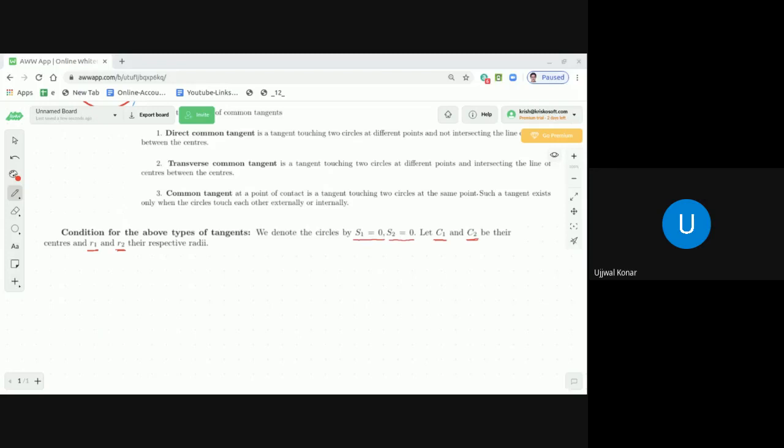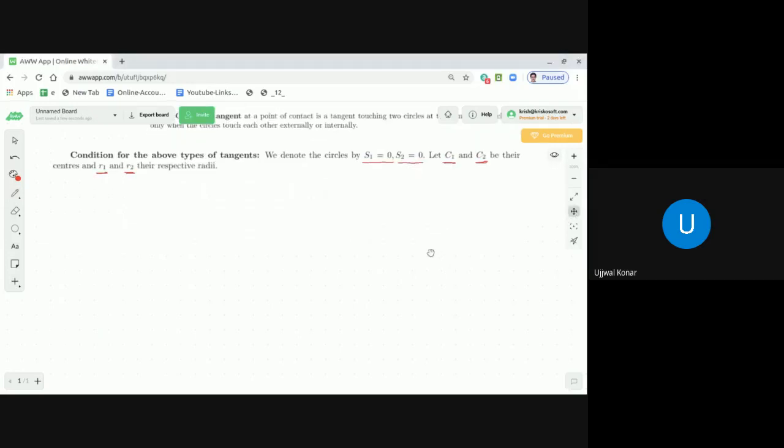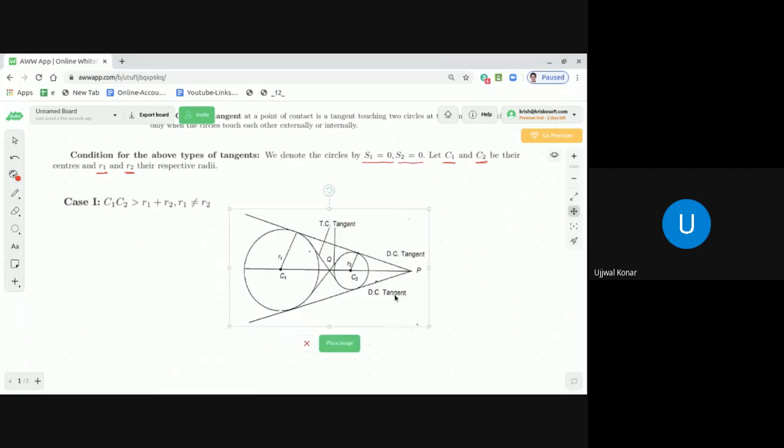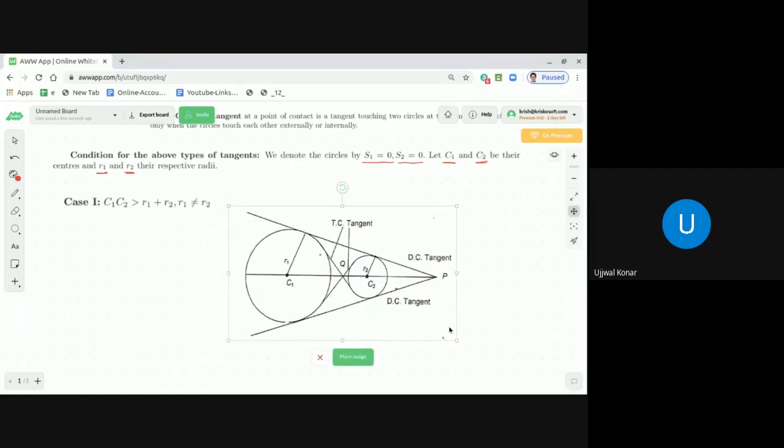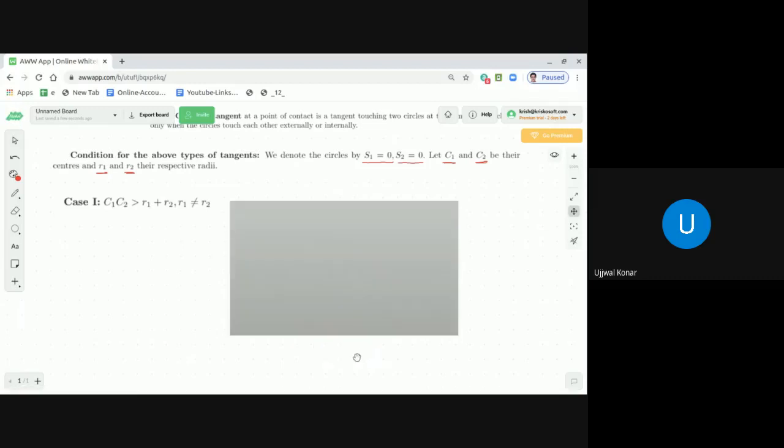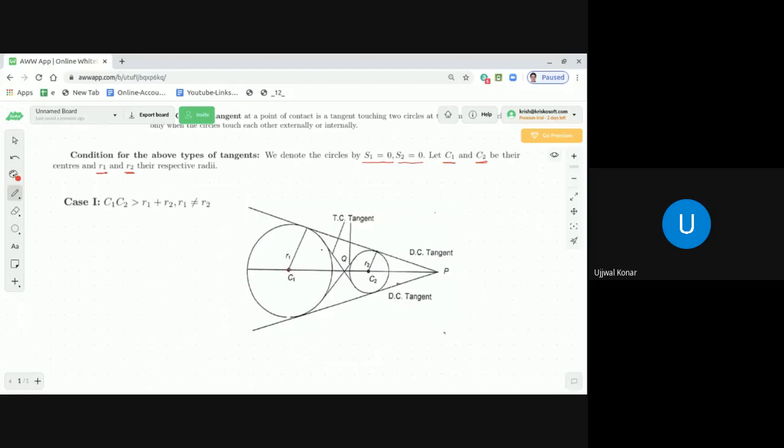The first case we are going to discuss here is when the distance between the centers, C1 C2, is greater than R1 plus R2, the sum of their radii, and these two circles have different radii. That means R1 is not equal to R2. So if we give a pictorial description of this case, then how does it look? It looks something like this. Dear students, at any point of time, any difficulty, never hesitate to let me know. So if you see the two points, this is the point C1 and C2. The distance between C1 and C2 is more than the sum of their radii R1 plus R2.